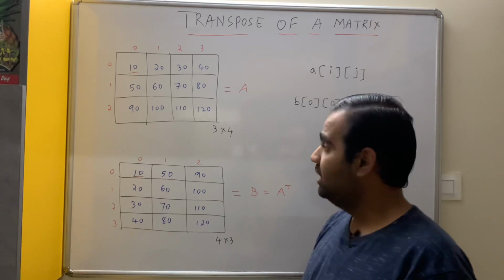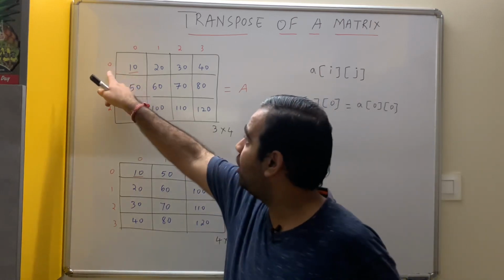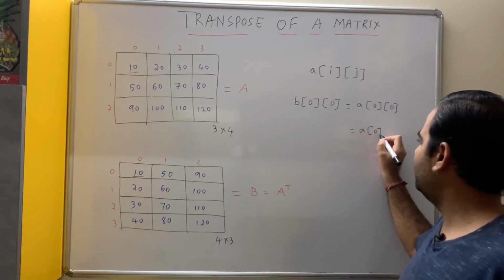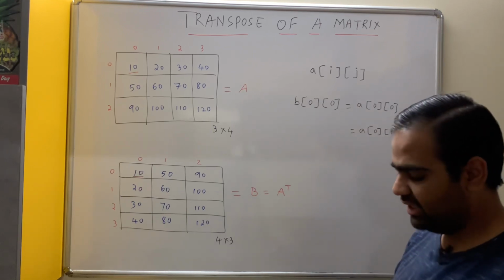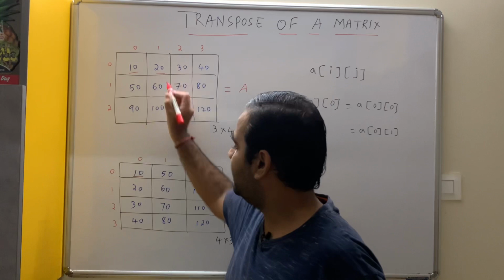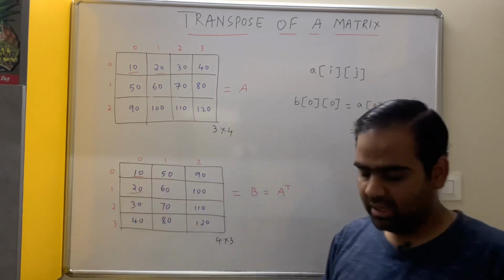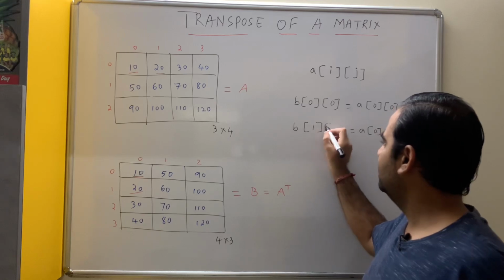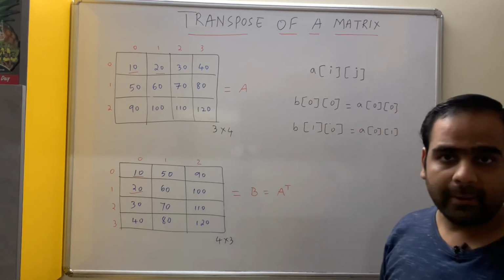Fair enough. Now what do we do? We take A of 0, 1. What is A of 0, 1? A of 0, 1 is 20 and we write it at B of 1, 0. Therefore, B of 1, 0 gets the value of A of 0, 1.